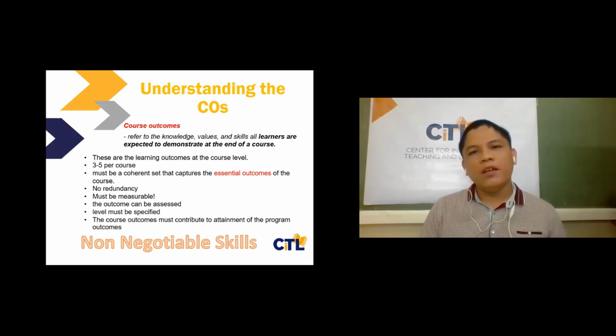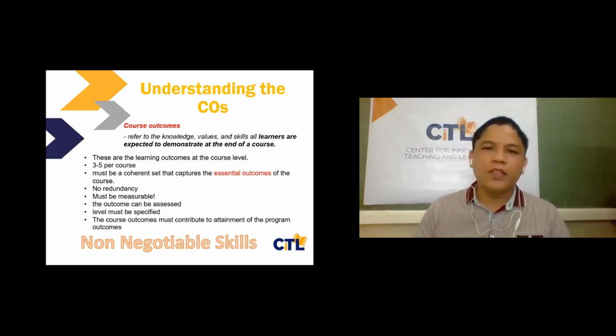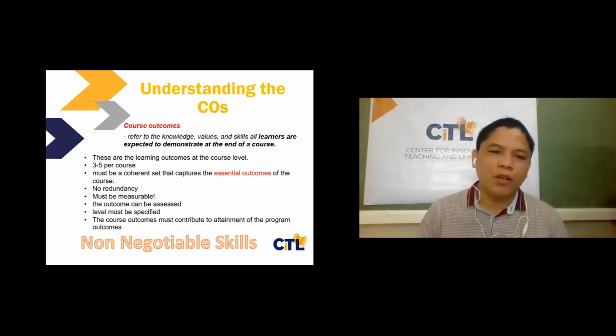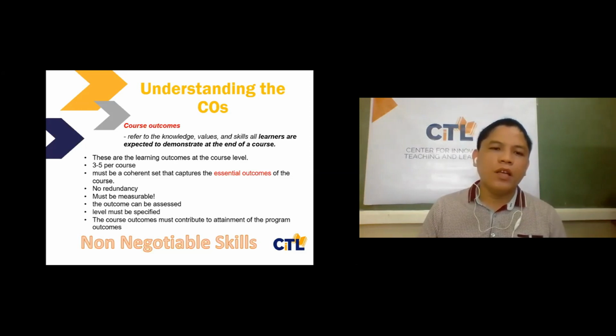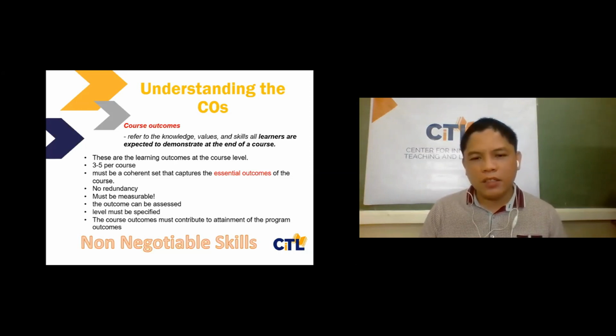Or if it's only a small number, either 1 or 2, there's a possibility that it would not be enough to support your program outcome. So it should be exact. That's why we are promoting 3 to 5 per course, a coherent set that captures the essential outcomes. Only the essential outcomes, the non-negotiable skills that the student should have.